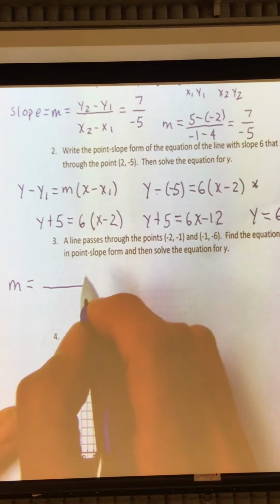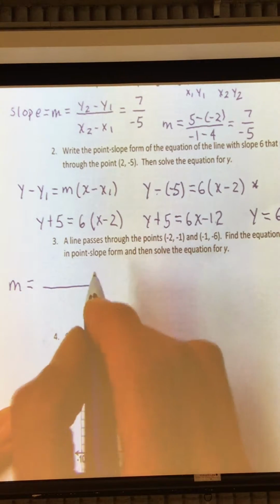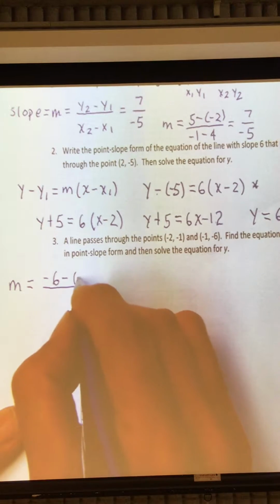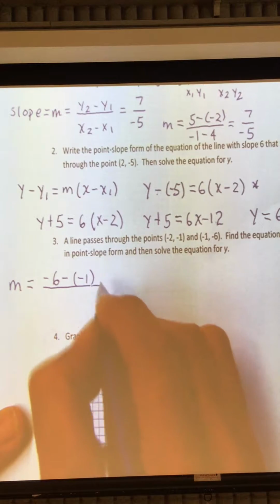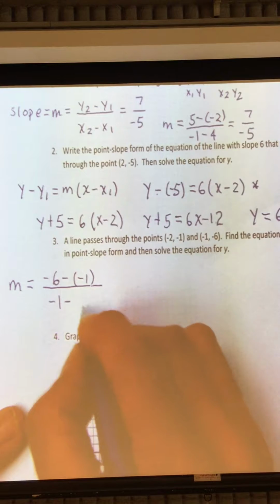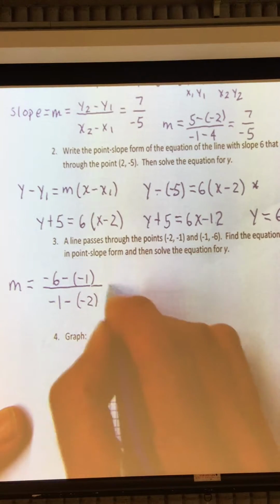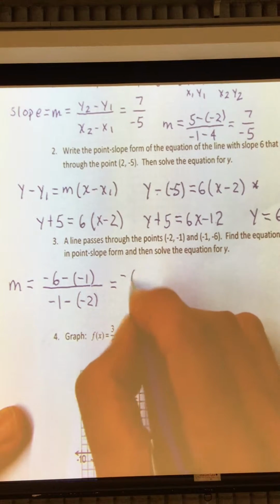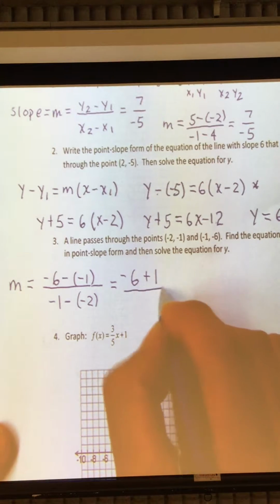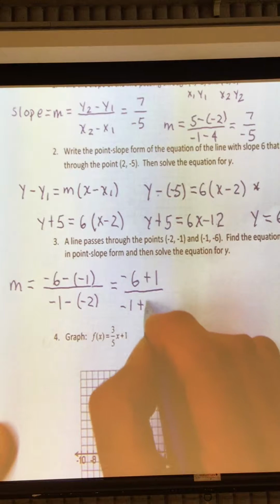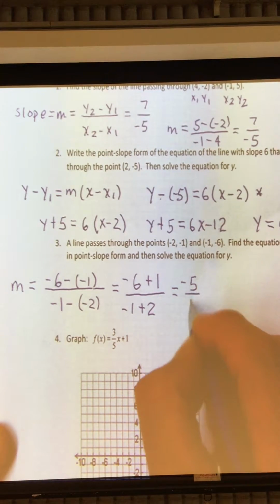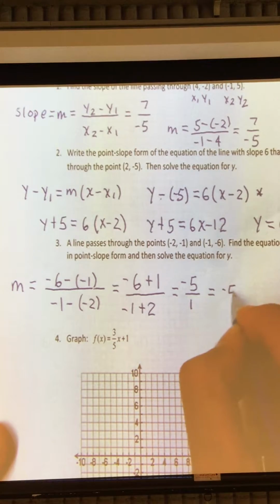So if we compute this, we'll have -6 minus -1, divided by the corresponding change in x, -1 minus -2. Careful with the arithmetic here. Double negative in the numerator makes plus, and then in the denominator, another double negative makes positive, and so we arrive at -5 over 1, or slope of -5.